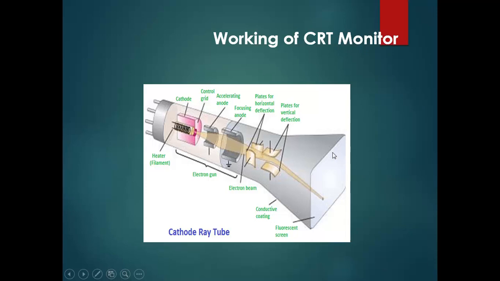The back side of this monitor is coated with phosphorus chemical. This chemical has a property that it glows for a very short time when it is hit by an electron. The phosphorus coating glows for a few seconds and then fades away. So it is required to continuously refresh the screen.